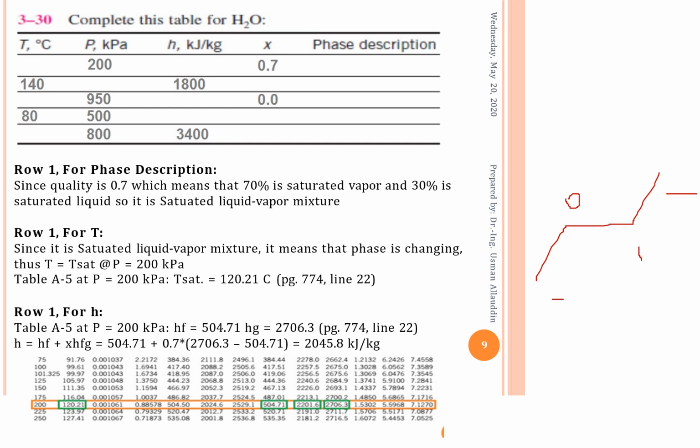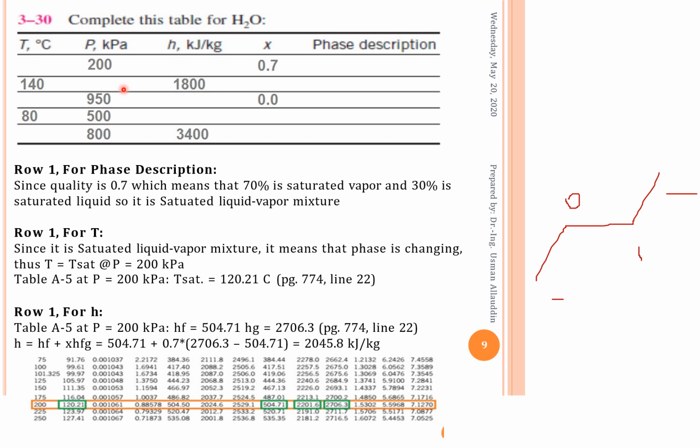So here in this question, pressure is given to us, quality is given to us, and we need to describe our phase or region. We also need to find enthalpy and temperature. So pressure is given to us, we will be using our table A5.